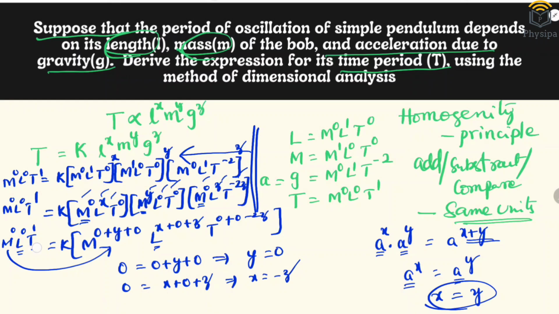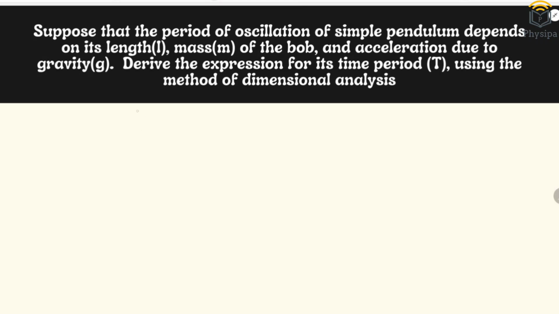and by comparing T terms finally we get 1 is equal to 0 plus 0 minus 2z, which implies 2z is equal to minus 1, therefore z is equal to minus 1 by 2. Here z is equal to minus 1 by 2, then x is equal to minus of minus 1 by 2, which is equal to plus 1 by 2. So finally we get x is equal to 1 by 2, y is equal to 0, z is equal to minus 1 by 2.